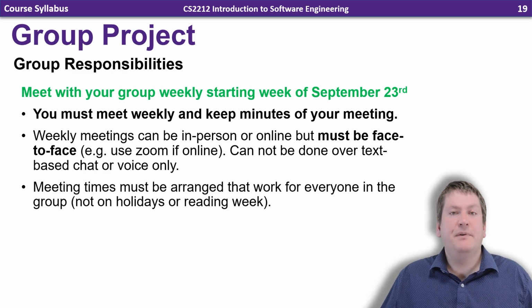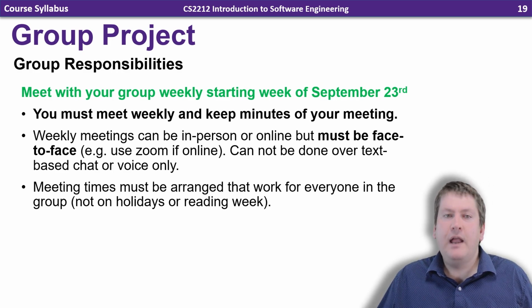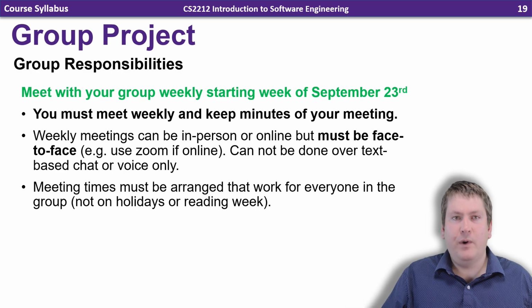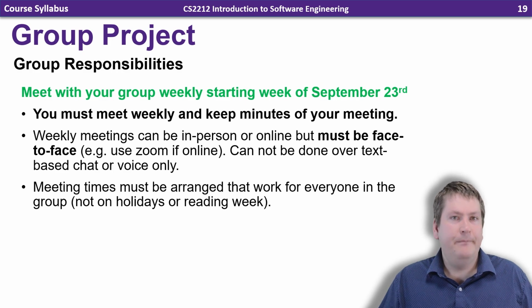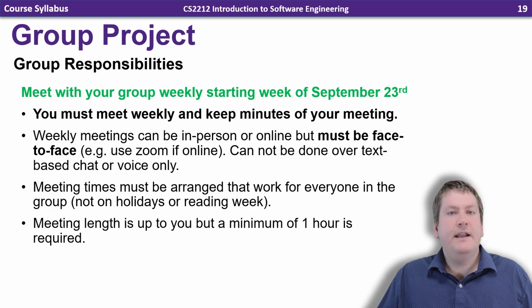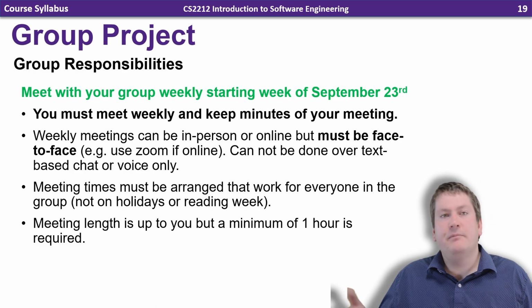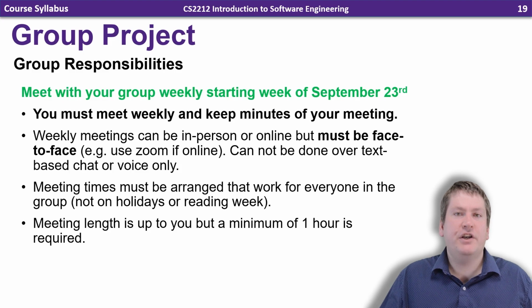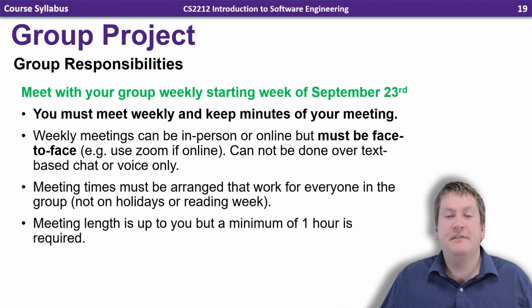The meeting times must be arranged to work for everyone in your group, and they can't be held on holidays or reading week. However, remember, we don't have that Wednesday lecture except when there's a quiz, so everyone on your team should at least be able to meet on the Wednesday time. The meeting length should be at least 1 hour, but it can be longer depending on your group's needs and requirements. Usually teams have short meetings at the start of the project, and they get longer near the end where they need to start actually coding and implementing things.